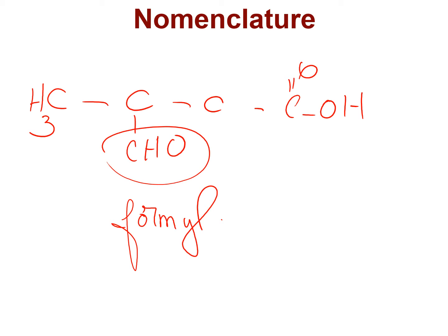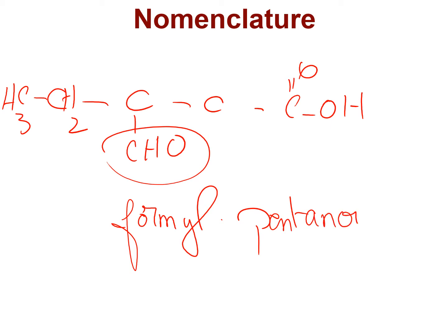So this is the formyl substituent. So for example, this is 1, 2, 3, 4, 5. So this is the pentanoic acid. And then on carbon number 3, you have a formyl group. This is regarding the nomenclature of aldehydes.